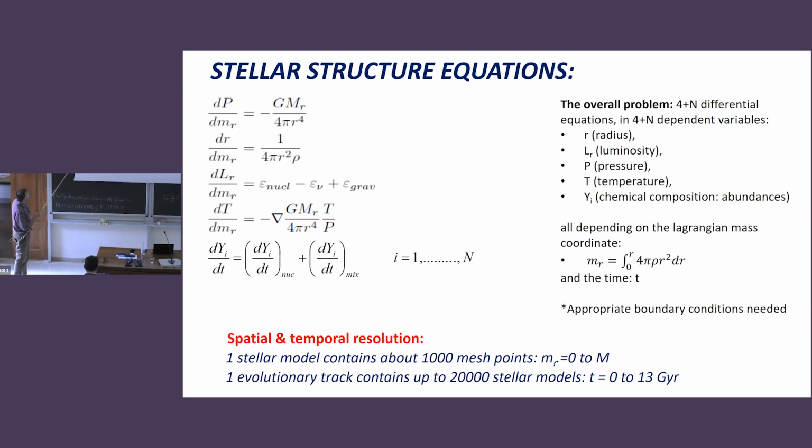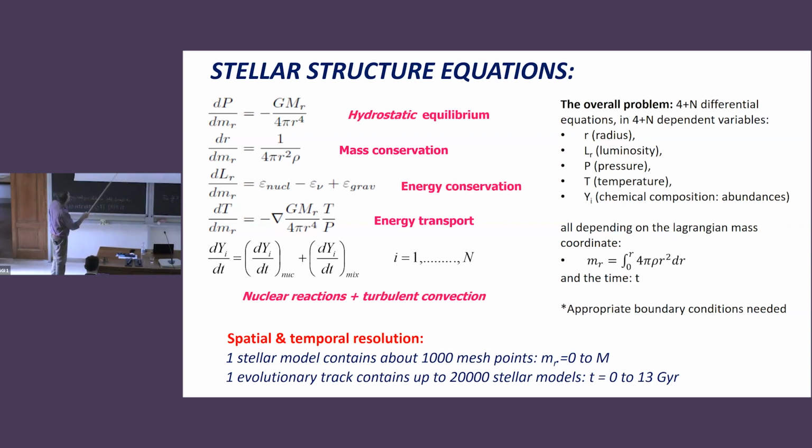So in evolutionary practice, a single stellar model is made by solving this set of equations, essentially 4 plus n equations that describe the evolution of these physical quantities: the radius, the luminosity, the pressure, the temperature, and the mass fractions of the n chemical species here. And of course, we need appropriate boundary conditions at the center and at the surface, as a function of what? As a function of the internal Lagrangian mass coordinate, the M_r here defined, so essentially the mass contained within the radius r, and the time t.